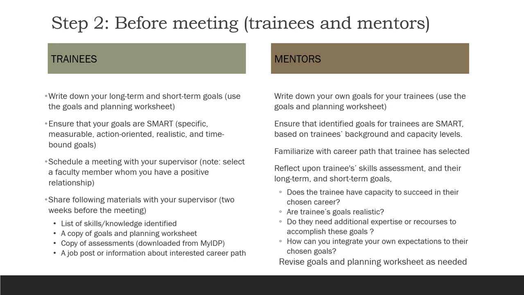Does the trainee have the capacity to succeed in their chosen career? Are the trainee's goals realistic? Do they need additional expertise or resources to accomplish this goal? Can you provide them, or do I need to find somebody else to help them? How can I integrate my own expectations with their chosen goal? So revise your goals and planning worksheet based on this reflection.